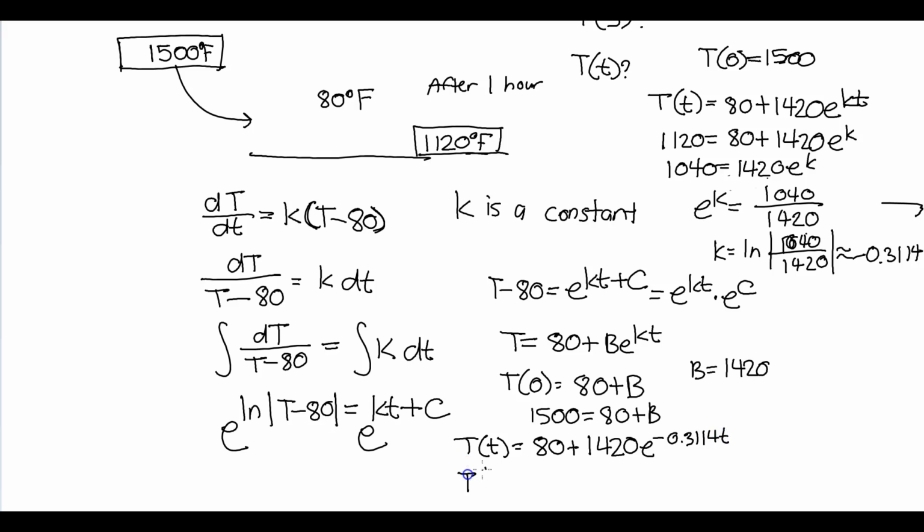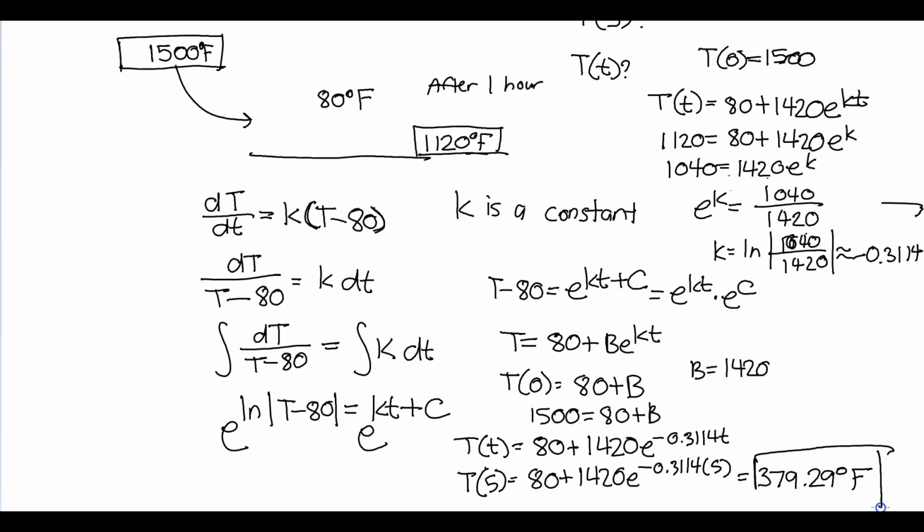And now if we plug in 5, need our calculator again, you get 80 plus 1,420 times e to the negative 0.3114 times 5. That gets us a temperature of 379.29 degrees Fahrenheit. Just based on the equation that we get at the very beginning, that is the temperature the object will be at t equals 5.